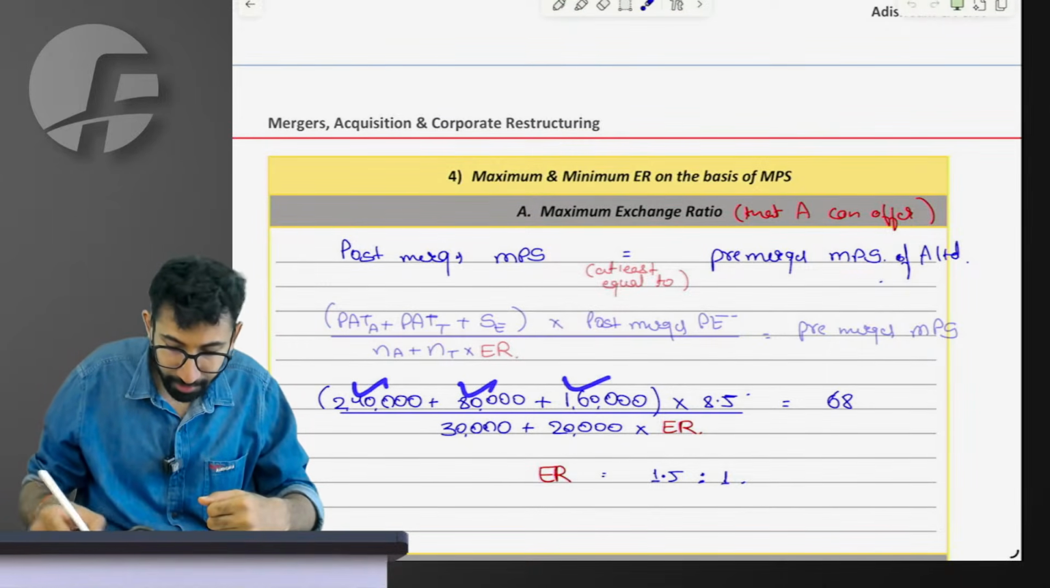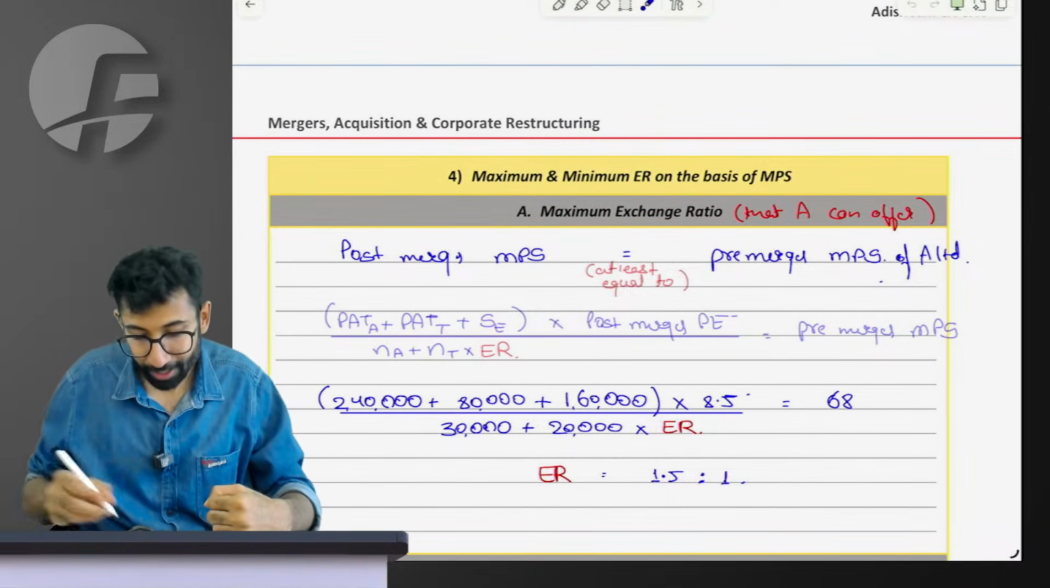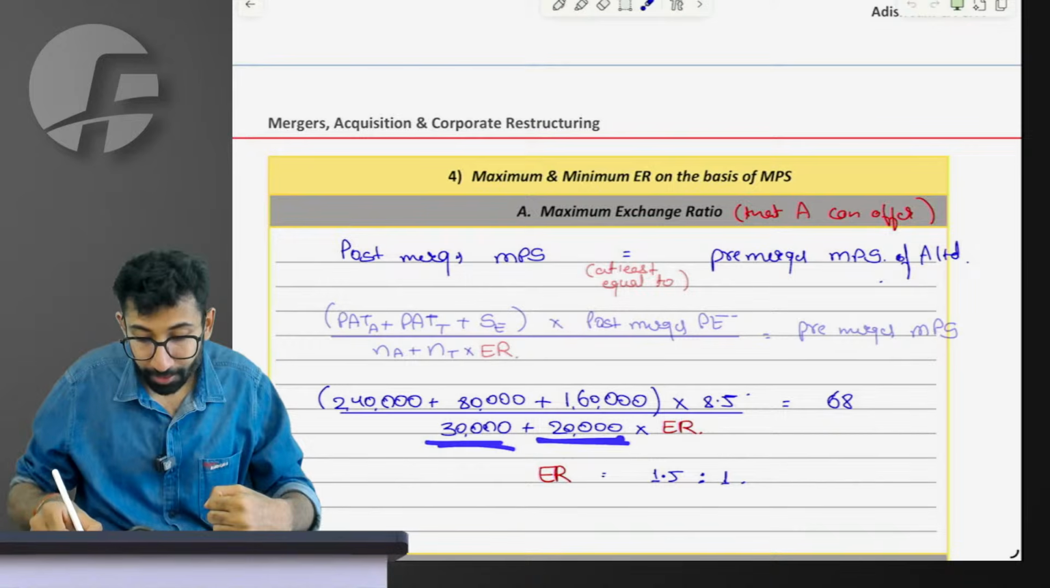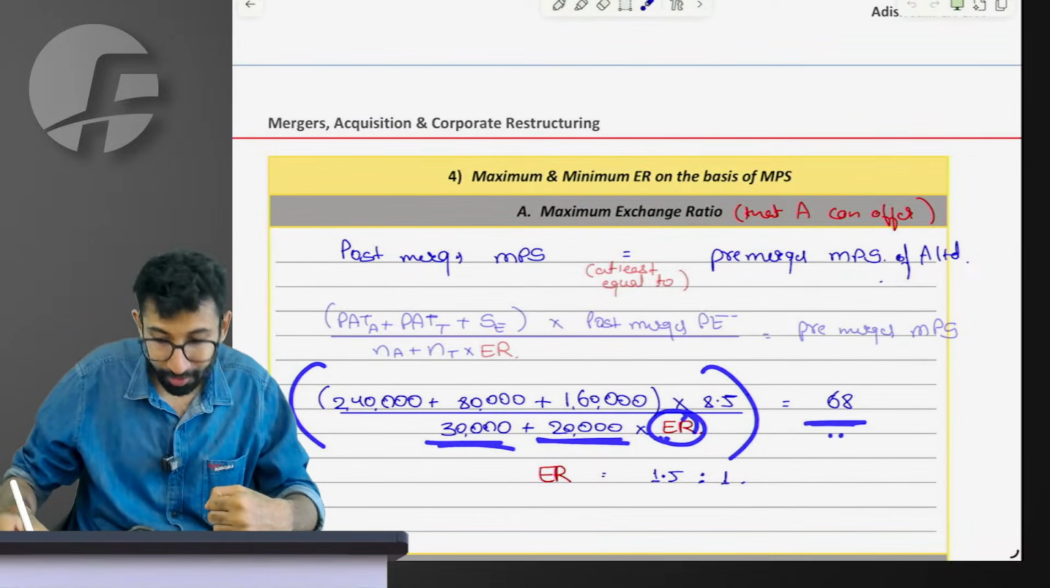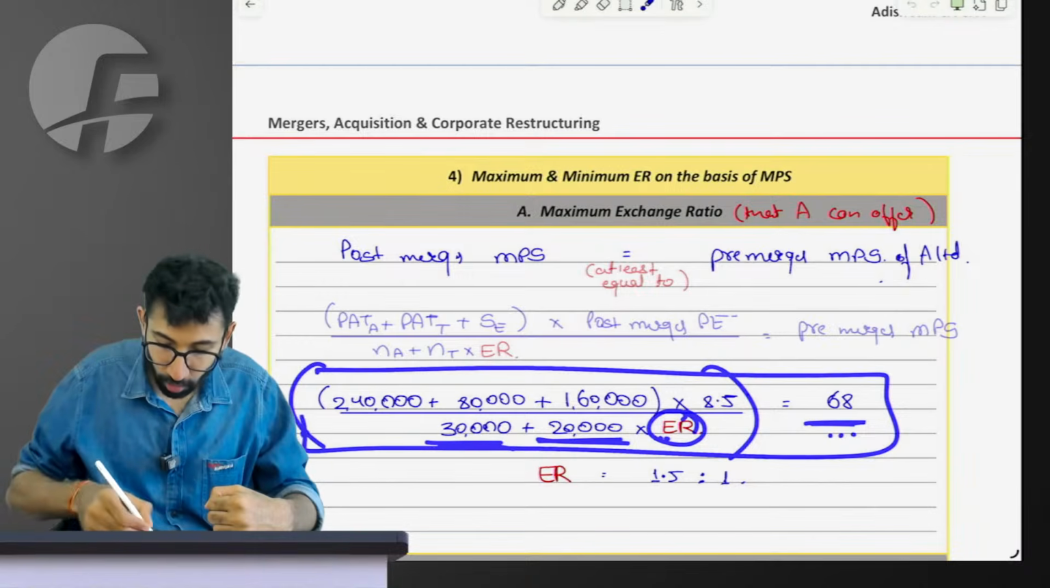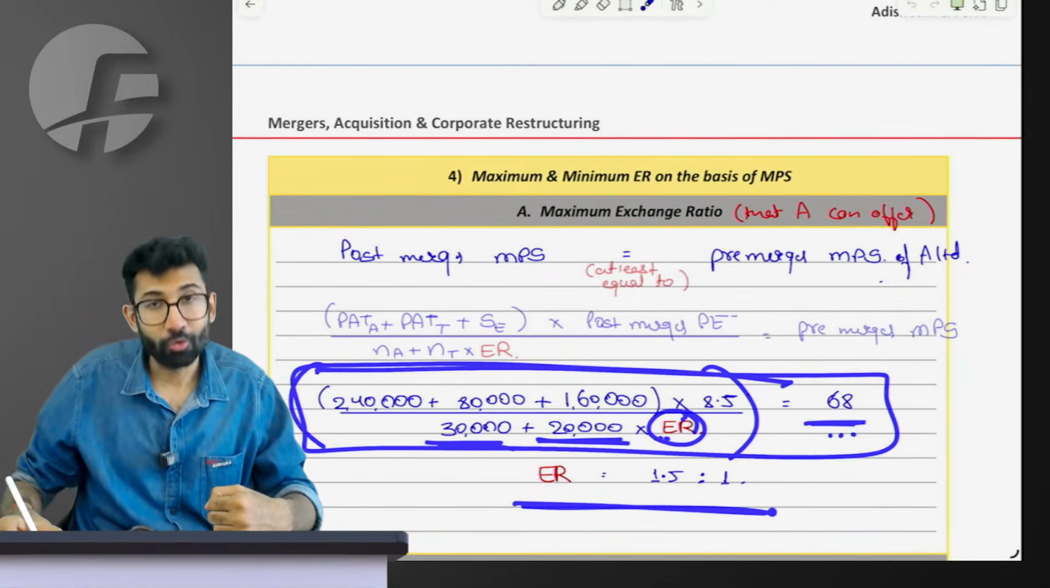My PAT, your PAT, synergy PAT into the P/E ratio, divided by my number of shares 30 plus against your 20, I'll give you such an exchange ratio that post is equal to at least pre of 68. In this entire equation, only one number is missing, which we can find out.